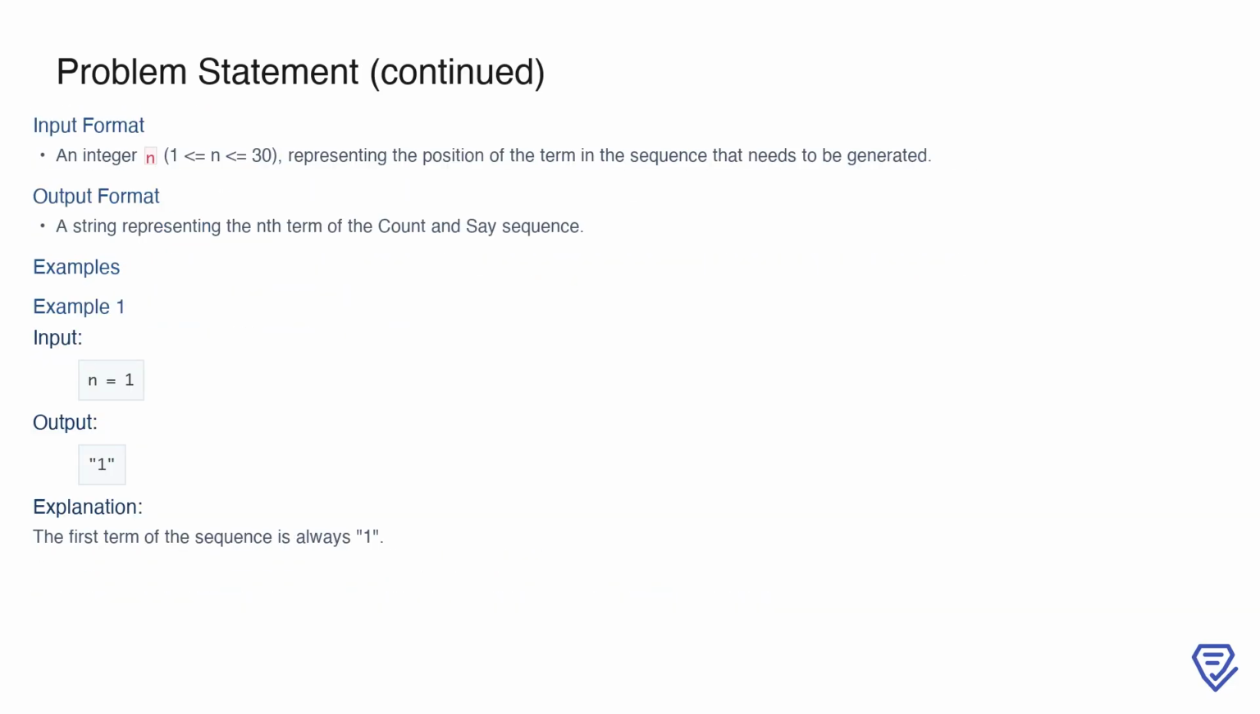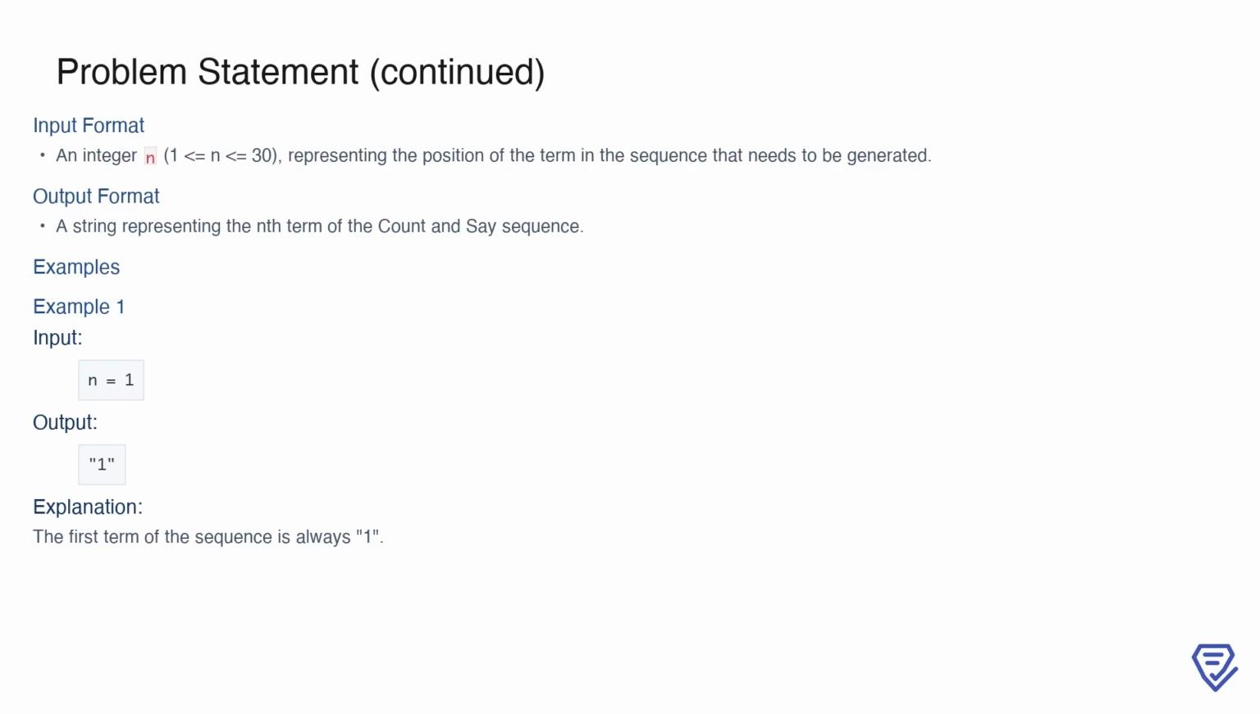Now, let's discuss the input and output format for the problem. The input is an integer, n, where n represents the position of the term in the count and say sequence that we need to compute. The value of n is constrained between 1 and 30, inclusive. The output is the nth term in the sequence, represented as a string.